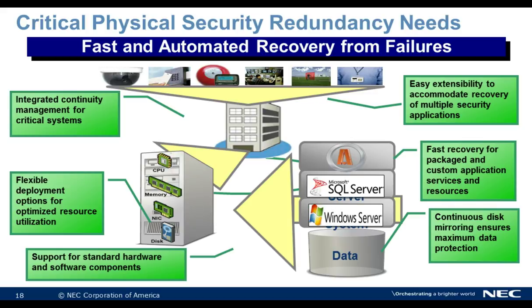So for critical security systems, an effective redundancy solution should mitigate all potential failure risks by providing fast application and data recovery within minutes, continuous disk mirroring for maximum data protection, also integrating the recovery of the application and data against all major system failure causes. We also need to support very flexible deployment options to optimize the balance between performance and resource utilization. A solution with a minimized total cost of ownership, with support for hardware failures and software components, is an absolute must.